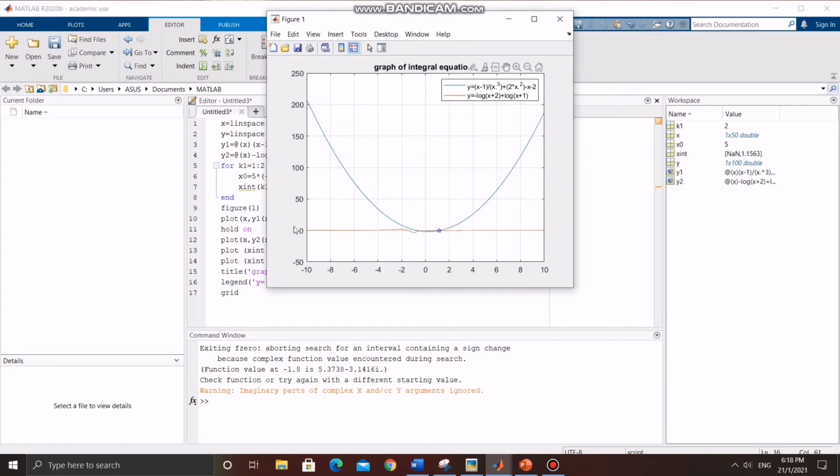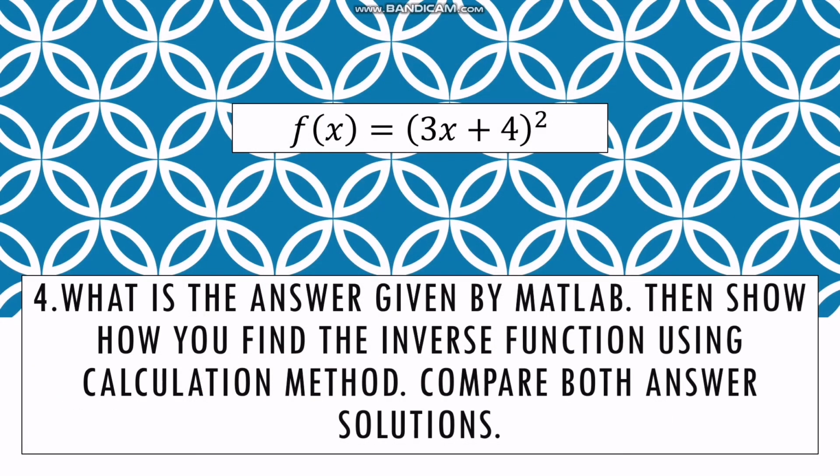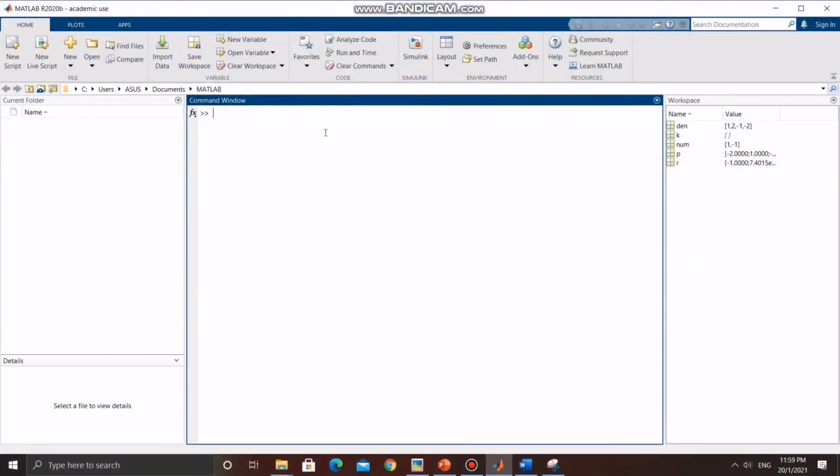This is the graph we got, a quadratic graph and a straight line graph. Moving to the fourth question. What is the answer given by MATLAB? Then show how you find the inverse function using calculation method and compare both answer solutions. Now we are going to see how we can get the answers in MATLAB.